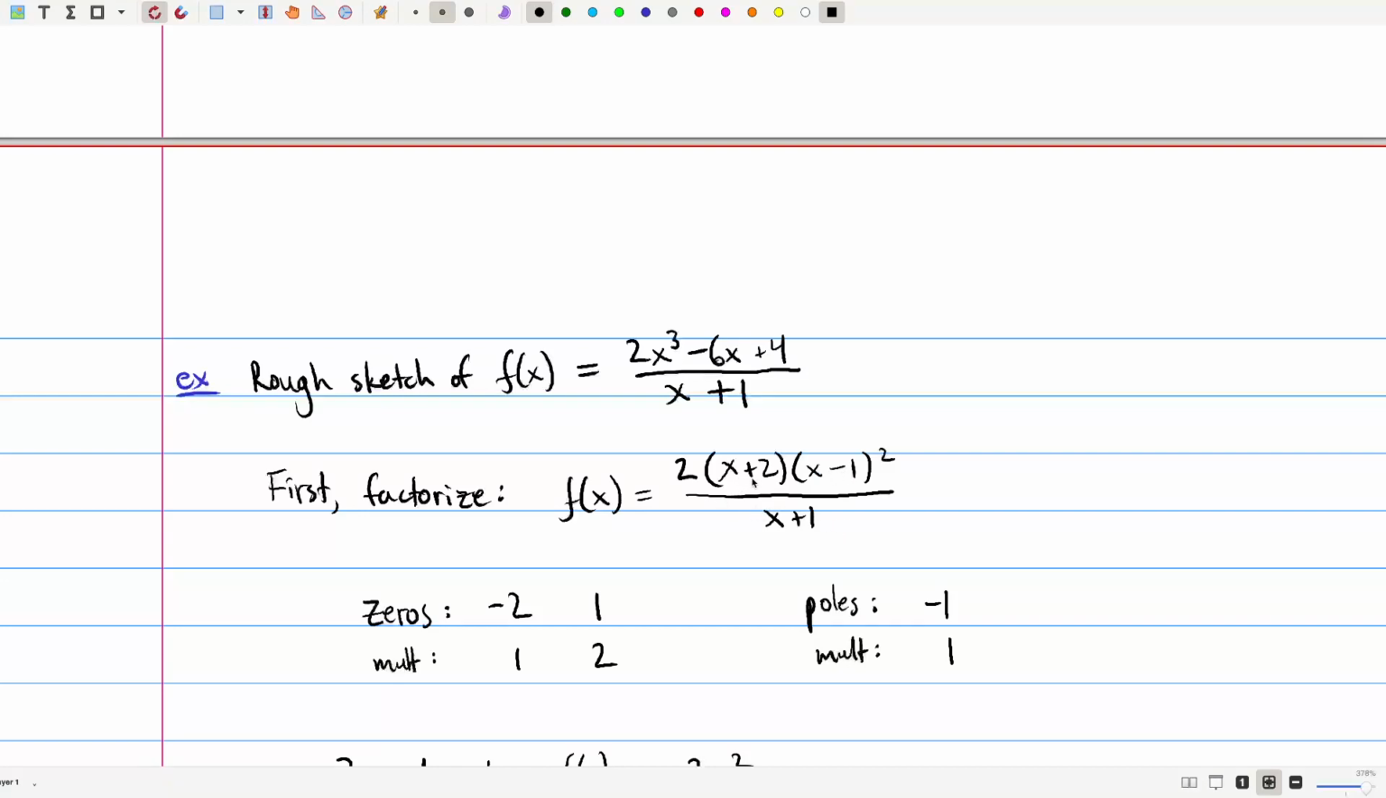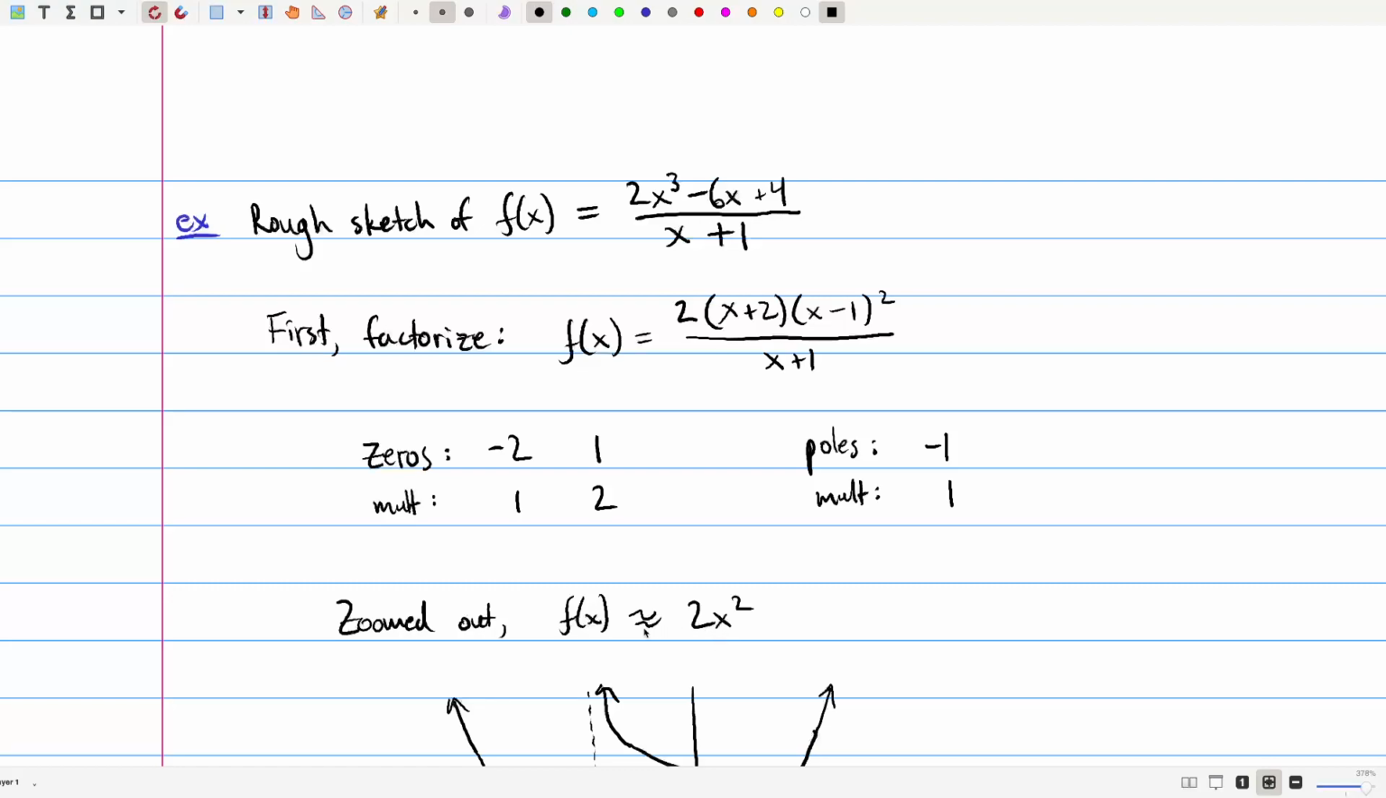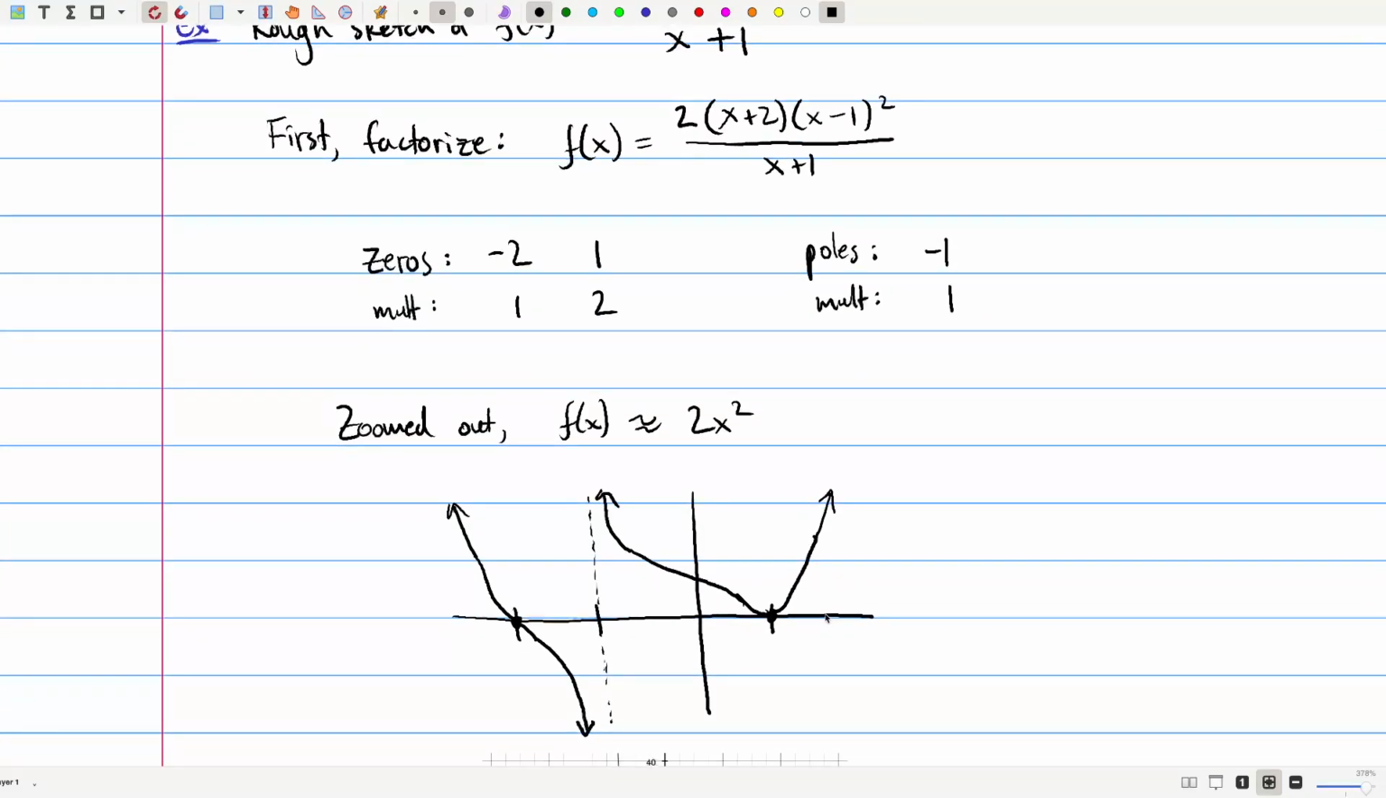So for the numerator, we've got x plus 2, which contributes a minus 2 root with a multiplicity of 1. And the x minus 1 contributes a zero at 1 with a multiplicity of 2, because that is the exponent. And then we've got x plus 1 in the denominator. That gives the pole. There's just one pole, from the root which is minus 1, and has multiplicity of 1, because this is just this one factor. And as before, we figured out the zoomed out picture, which was 2x squared, so it should look sort of like a parabola. And so that's the picture that we should expect.